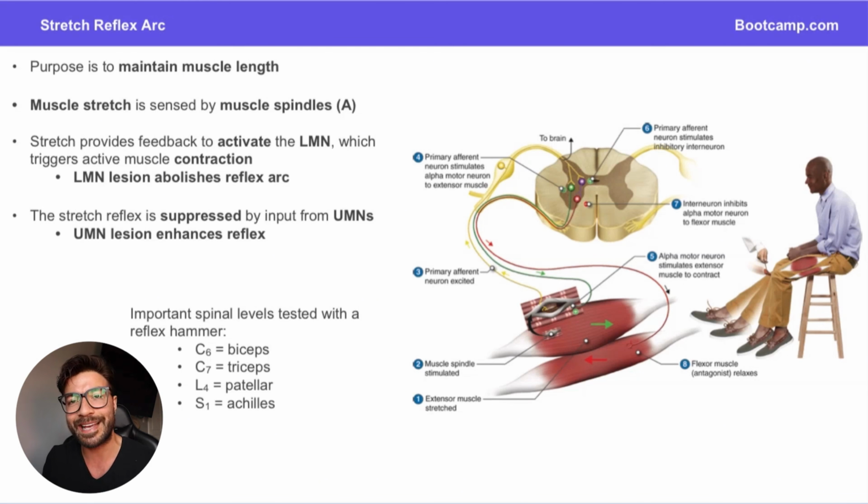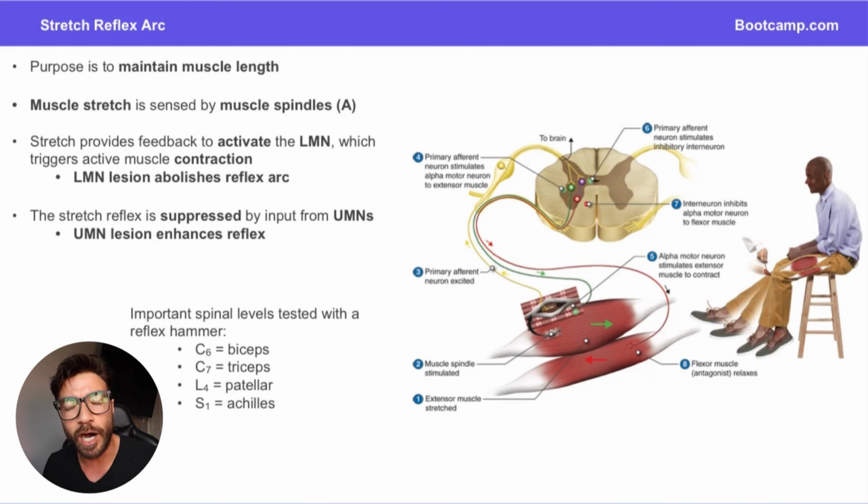So we know that activation of the lower motor neuron is what is responsible for contraction of the muscle. So let's say we have damage to that lower motor neuron. What are we going to experience? Well, we're going to experience a loss of that stretch reflex because we no longer have this lower motor neuron stimulating the muscle fibers to contract.